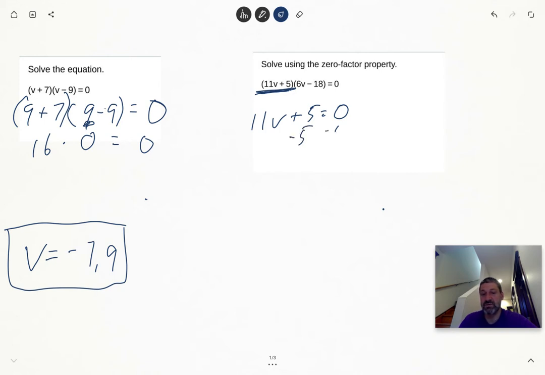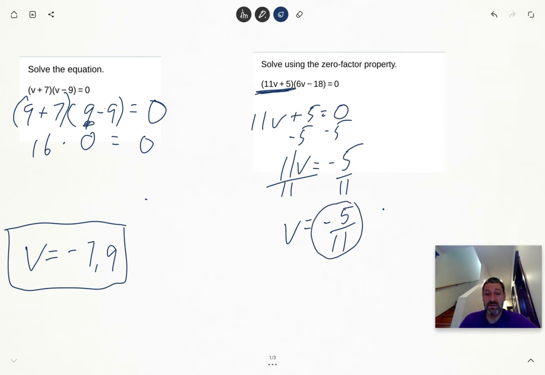So subtract 5, and you'll end up with 11v equals -5, divide by 11, divide by 11. So v would equal -5 over 11. So what that means is if I were to plug this v in here, then that first term would be equal to 0. Okay, so that would be one of our solutions.